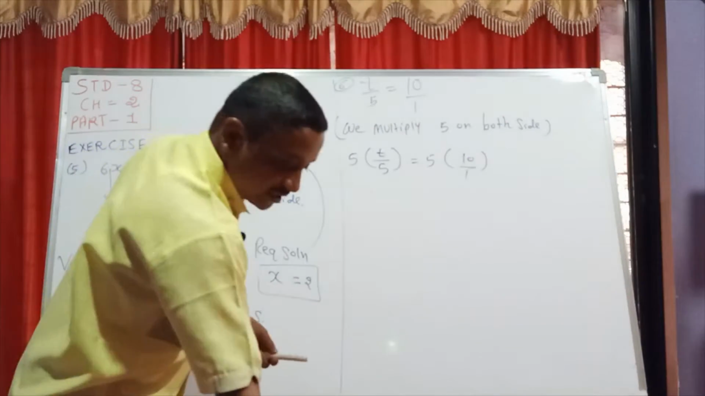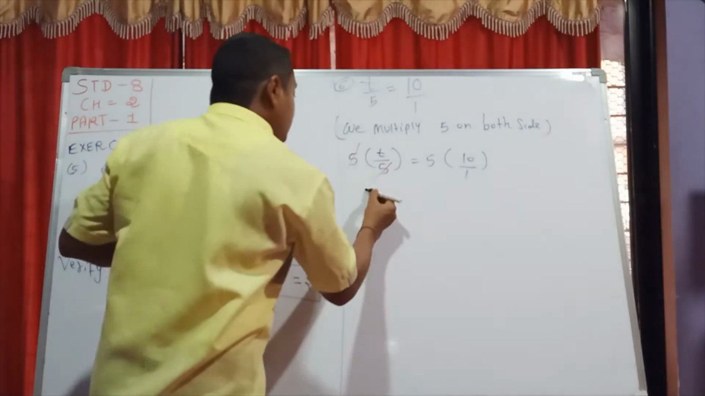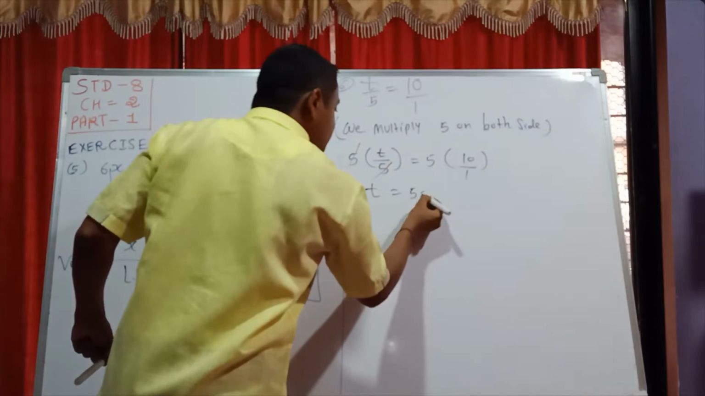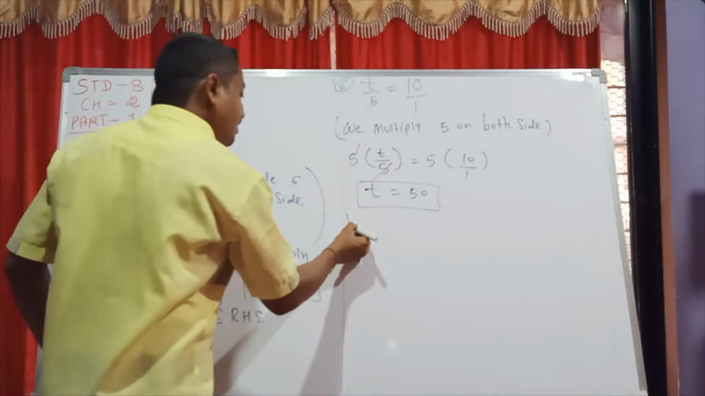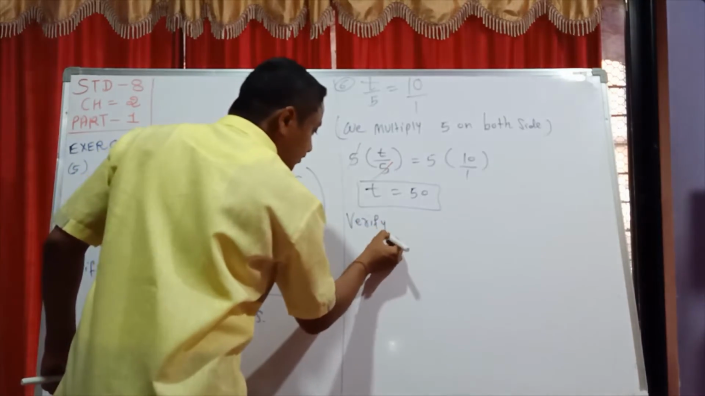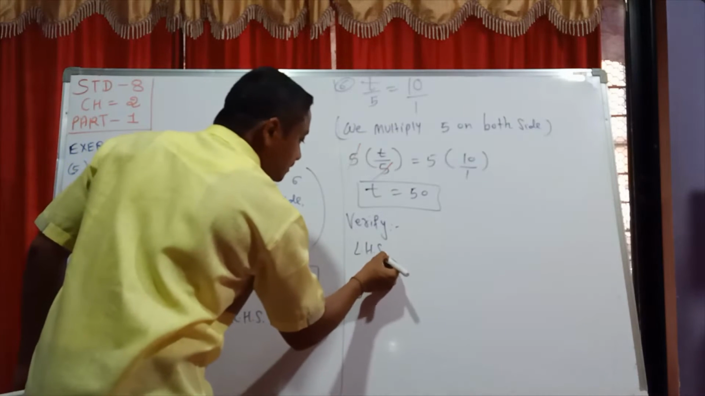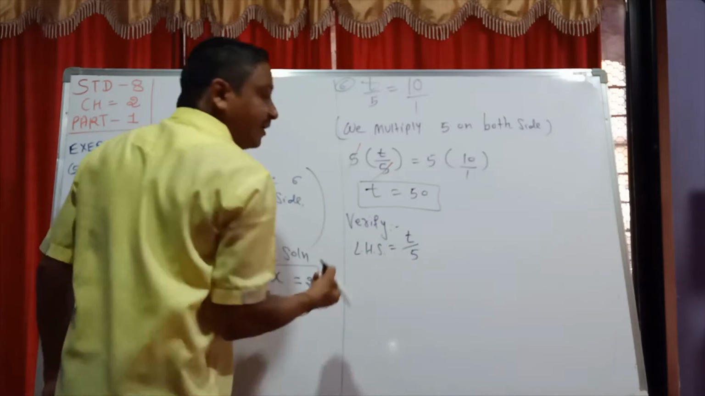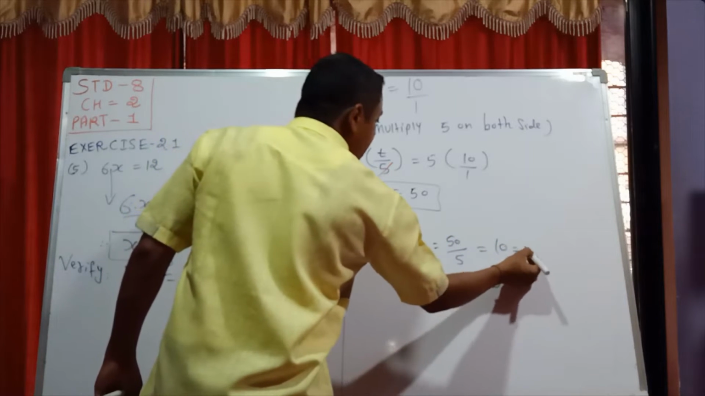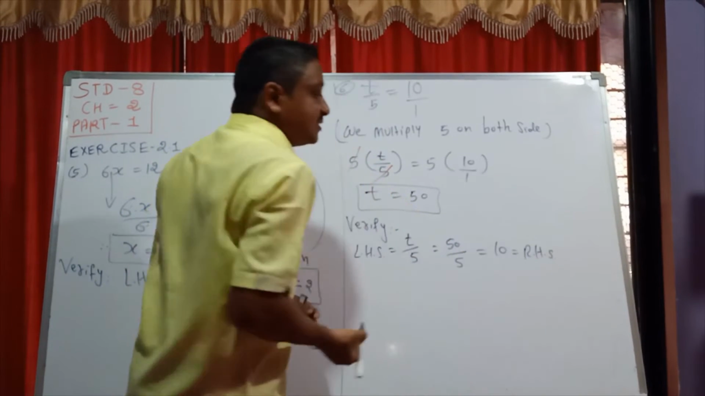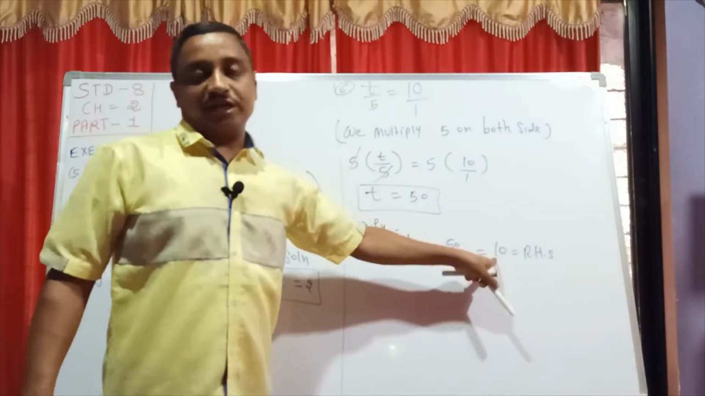Now look at it, students. This 5 and this 5 are cancelled. So you only have t is equal to 5 into 10, that is 50, and 50 is my answer. Yes, now I go to verification. Students, verification is necessary, you do it. What is your verification in LHS? Yes, t by 5. Putting t, you get only 10, and check. That's your RHS. Yes, this RHS 10 is equal, you already checked here, and it is true.